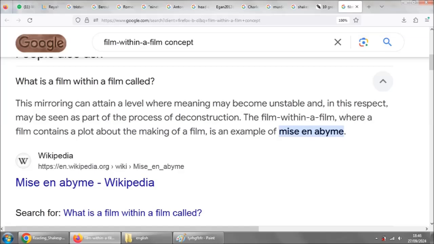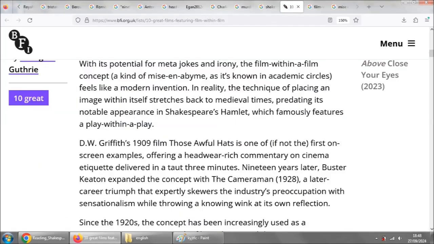Yes, so when we look at these things in relation to Shakespeare, with its potential for mega jokes, meter jokes and irony, the film within a film concept, the mise en abîme, as it's known in academic circles, feels like a normal modern invention. But in reality, a film within a film, or mise en abîme, the technique of placing an image within itself, stretches back to medieval times, predating its notable appearance in Shakespeare's Hamlet.